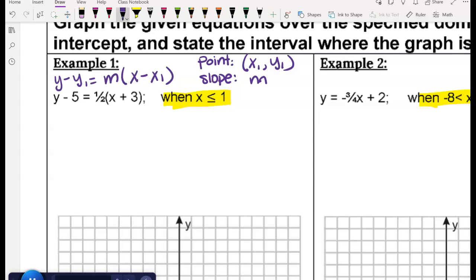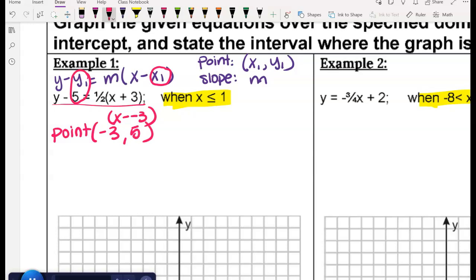All right, so there are multiple ways to graph. I need to know what the point is from this equation. And again, it's going to be an x minus here, guys. So this is going to say x minus a negative 3 for us to have a positive 3. So this question is going to have a point at negative 3 comma, and then this one is going to say y sub 1, so that's going to be 5. Okay, that's our point. Our slope is going to be 1 over 2.